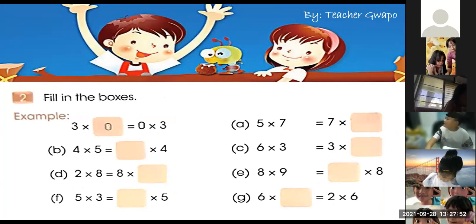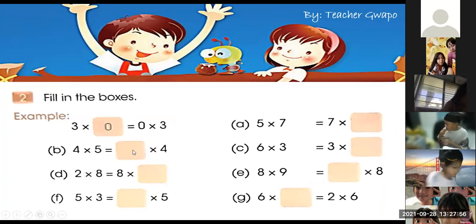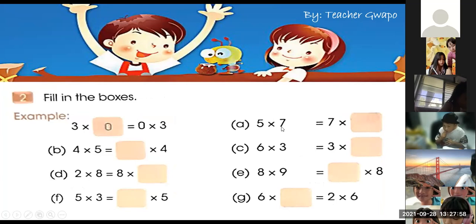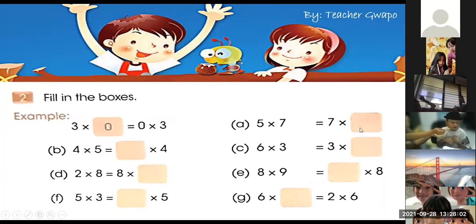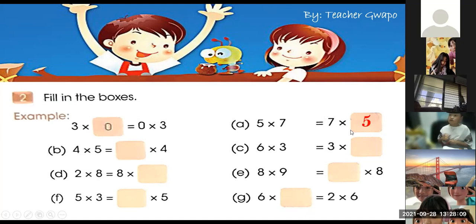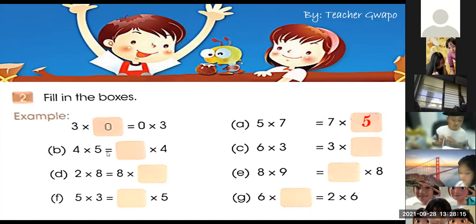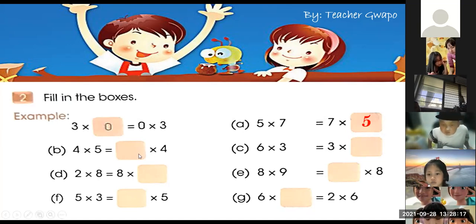Now here, in number 2, page 80. 5 times 4. What's the missing number here? We start in letter A. 5 times 7 or 7 times? 5. 5 times 7 or 7 times 5. Letter B. 4 times 5 or blank times 4. What number? 5. Okay, the same.